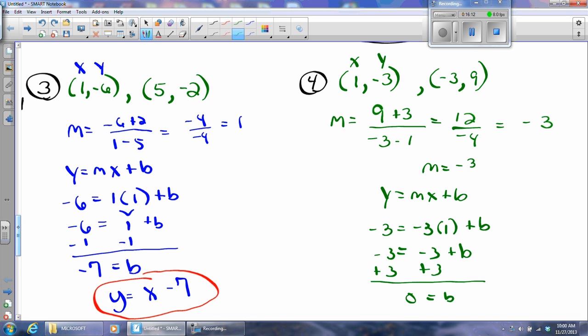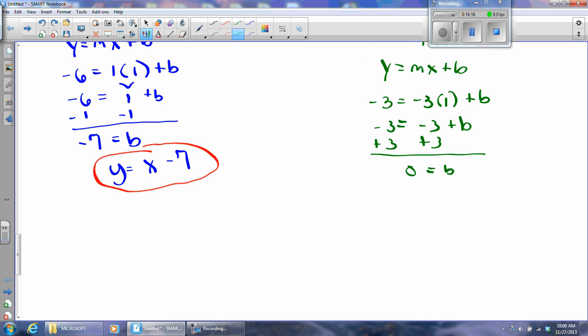Oh, b is 0. The y-intercept is 0. I think this is going through the origin. Yeah, absolutely. So my equation will be y equals, my slope is negative 3, and then x. I could put plus 0 on, but it's totally unnecessary.